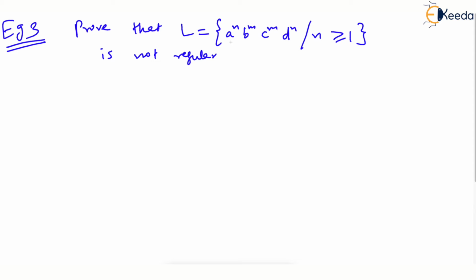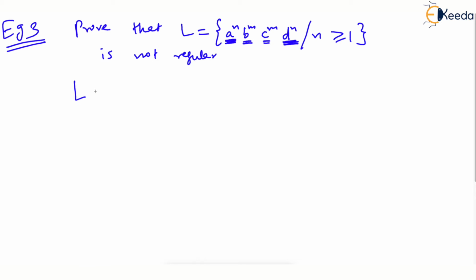Now try to understand the language first. Number of A's in the beginning must be equal to number of D at the end. So if there are 2 A's in the front, then there should be 2 D at the end. And number of B's must be equal to number of C. So if there are 3 B's, then there should be 3 C.